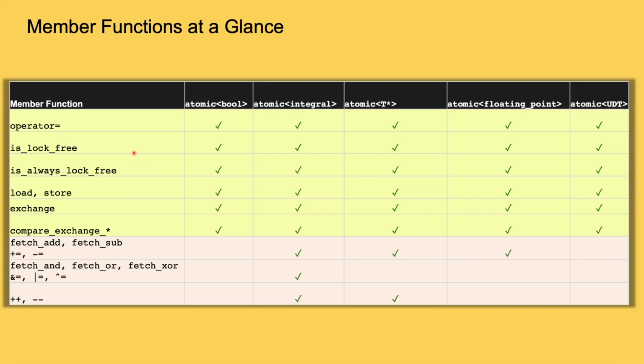So here is a summary of all of these operations and what types they cover. Basically, it's a repetition of what we just said. Up to this part is the generic member functions. It applies to all types, and then afterwards it becomes specialized. So for example, logical operations do not apply to pointers or floating points.